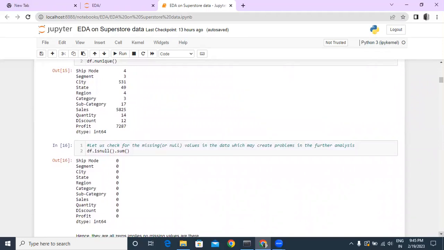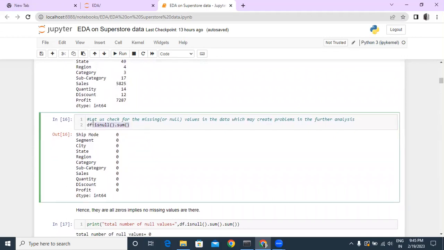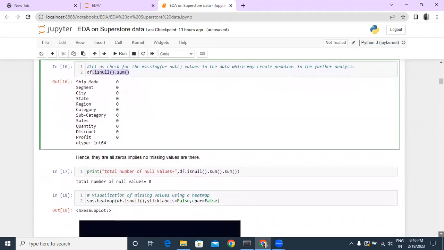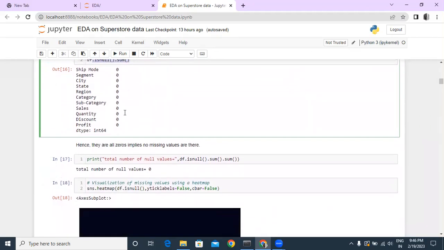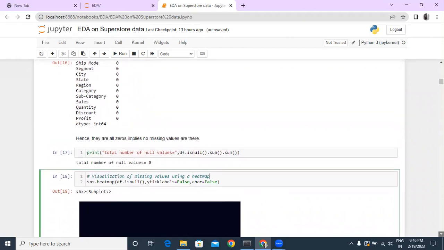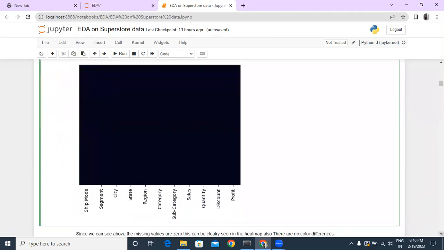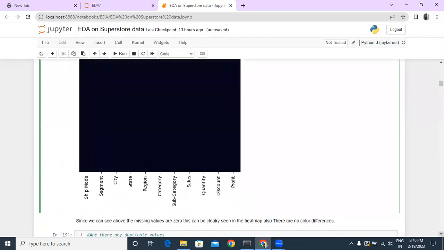Now we are moving on towards checking the missing values, which we will check by the isnull function. And since these are all zeros, it implies that there are no missing values, and that's what we have printed over here: print total number of null values is equal to 0. Now we are doing the visualization of these missing values by using a heat map. So we have used the seaborn library, and we have plotted that, and we can see that in this heat map there are no color differences, which implies that there are no null values.